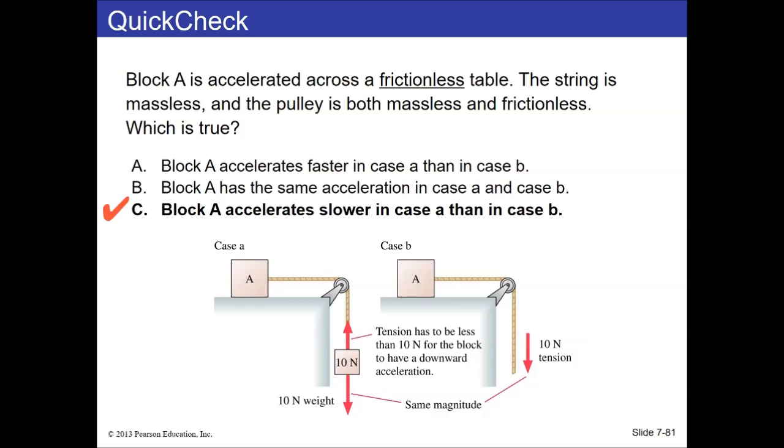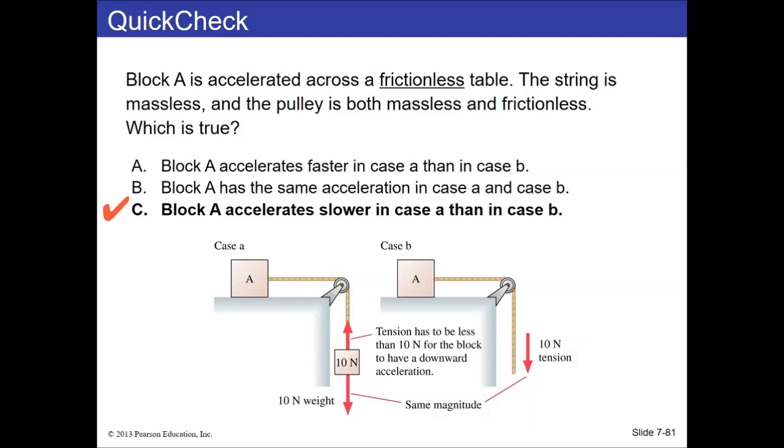Okay, well, what's going on here? If you look at the free body diagram on the 10 Newton block in case A, it's what we just did in the last question. It's got a tension up that's not as big as the weight that's going down. Well, what's going on with case B? The best way to understand this is there's no free body diagram for a block that's hanging. It's just a tension that's downward. And what that means is the amount of mass in case B is overall less.